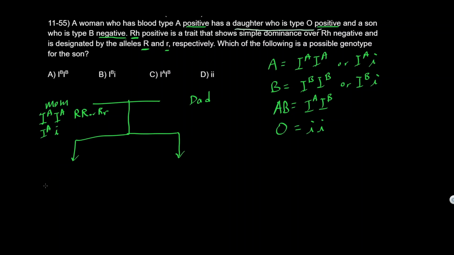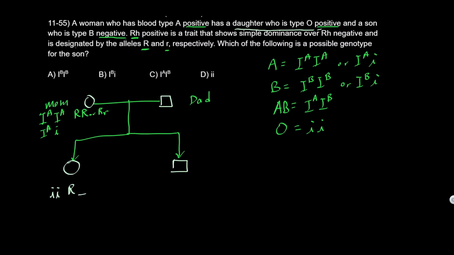You know what? Daughter, I'm just going to draw a circle because circle represents female. So daughter is O positive. That's good because O, the only way to get O is a little i like that. And positive, we don't know whether she's going to be heterozygous for R or homozygous dominant for R. We don't know, so let's leave it blank.